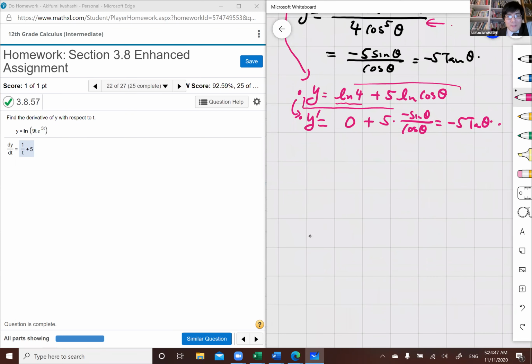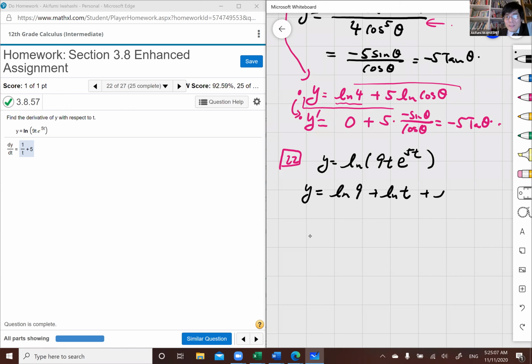Okay, now we're going to use the same idea for number 22. 22 is ln of 9t e to the 5t. Using the same rule, this is ln of 9 plus ln of t plus ln of e to the 5t, which is the same thing as ln of 9 plus ln of t plus 5t.